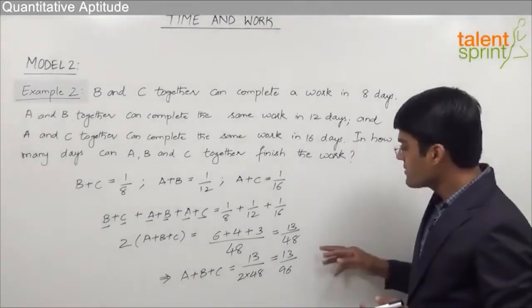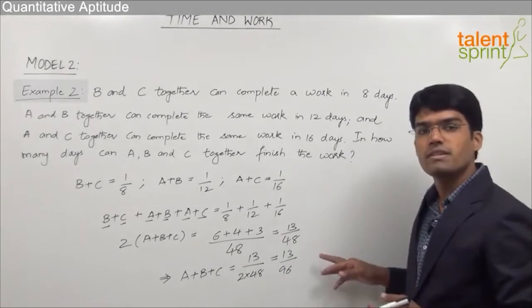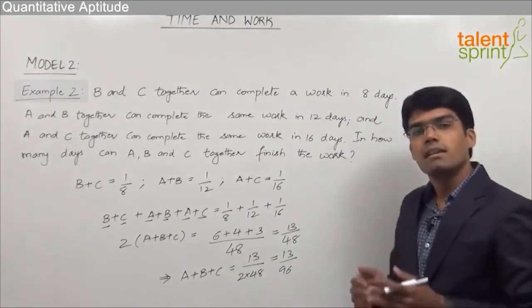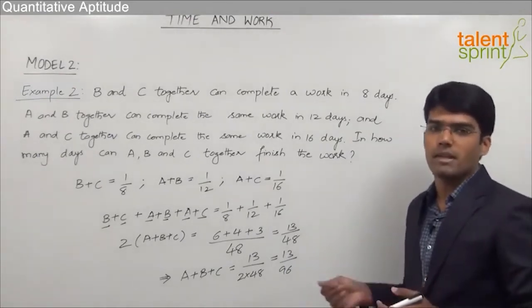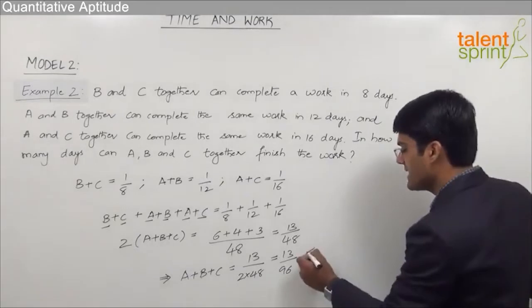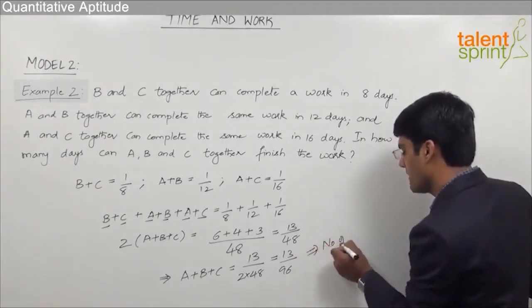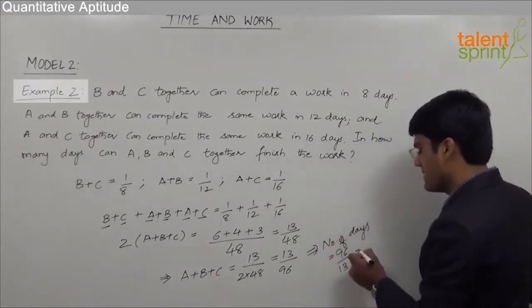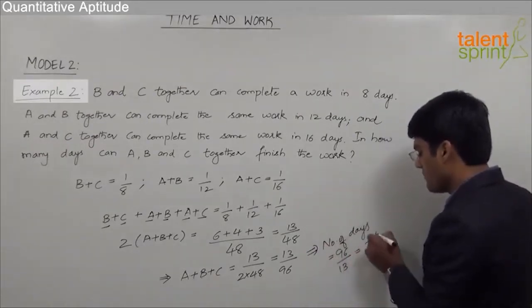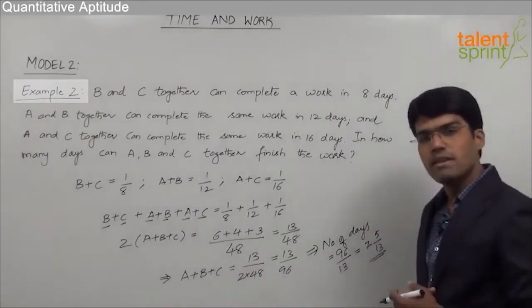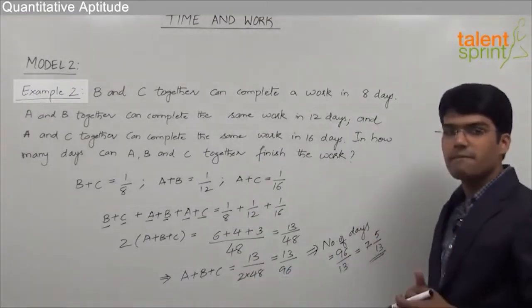But as our interest is to find out the number of days, we need to reciprocate this to get the answer. Why? Because we have very well understood that number of days will be the reciprocal of the capacity or the reciprocal of total work done in one day. So from this we can say that number of days will be equal to 96 by 13, and this can be simplified as 7 5 by 13. So the total number of days required when A, B and C work together will be 7 5 by 13 days.